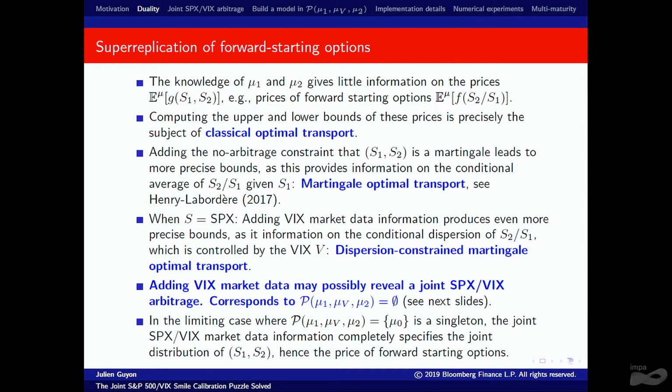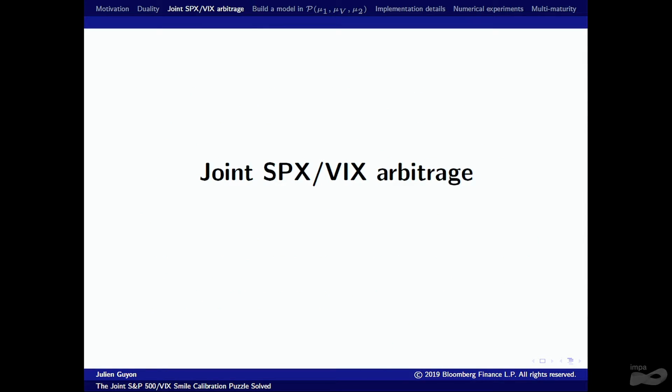And in particular, if you look at the limiting case where this set P would be just one singleton, that would mean that if you add the VIX information, you would have exactly one price for the forward start options. Of course, there's no reason why it should be just a singleton, but it's interesting to know.